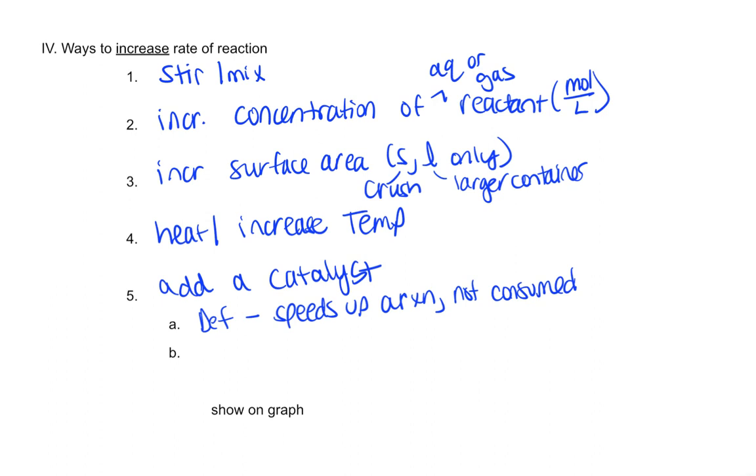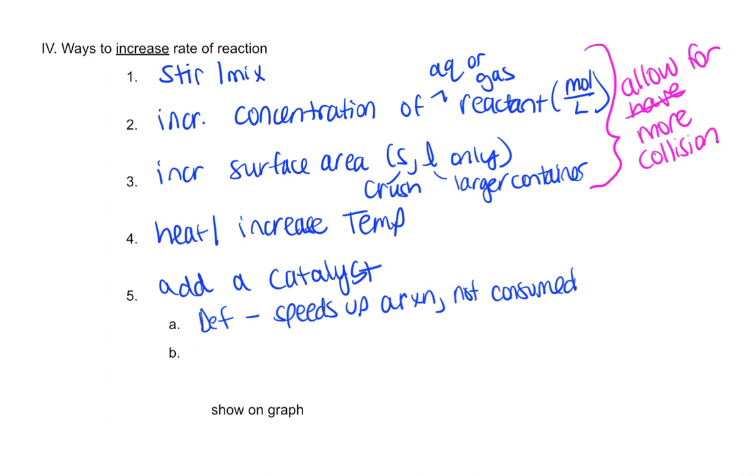Okay, so these first three increase the rate of the reaction simply by having more collisions. They allow for more collisions. And then even if only 20% of the collisions are effective, if you have more collisions, your 20% of a greater number is going to be greater effective collisions. Okay?